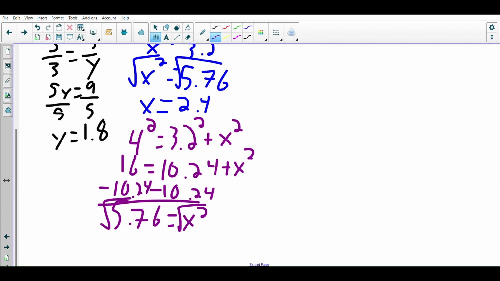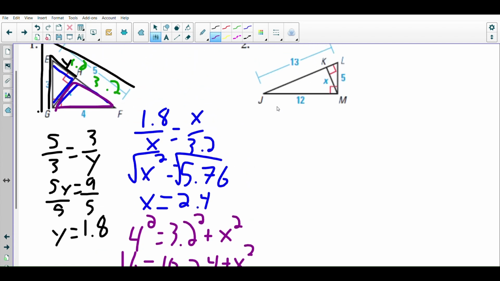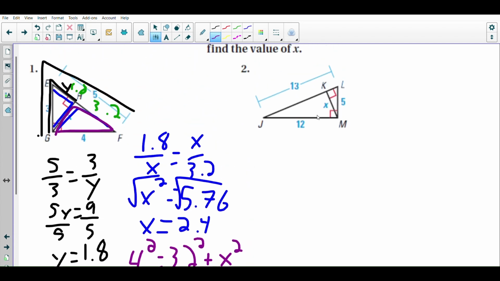And look what we got, the same exact setup. So one can be faster than the other, but they both work. I'm typically going to stick with whatever one's quicker. And it looks like in this case the geometric mean was quicker.